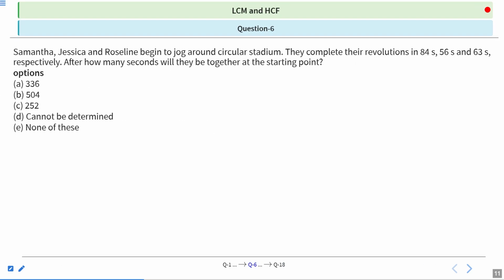Next is Samantha, Jessica, and Rosaline begin to jog around a circular stadium. They complete their revolutions in 84 seconds, 56 seconds, and 63 seconds, respectively. After how many seconds will they be together at the starting point? The options are option A, 336, option B, 504, option C, 252, option D, cannot be determined, and option E, none of these. I'm giving you 10 seconds to find out the correct answer, and after that, I will do the solution for you.